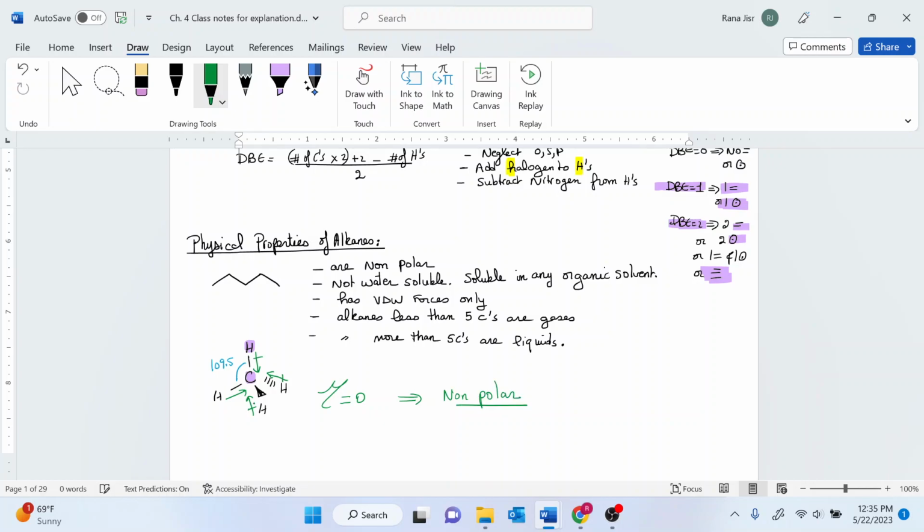Making alkanes nonpolar, meaning that they are not water soluble. They are only soluble in organic solvents, no matter how many carbons they have. The only intermolecular forces they have are van der Waals forces. Alkanes with fewer than 5 carbons are gases, and more than 5 carbons are liquids.